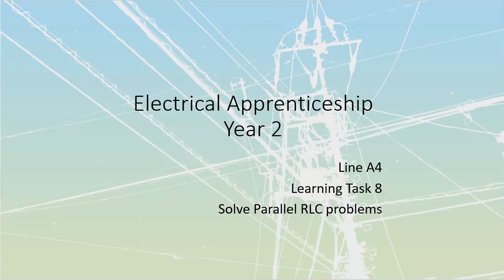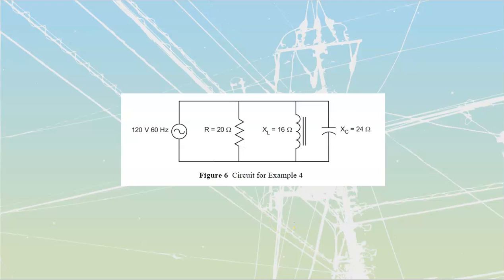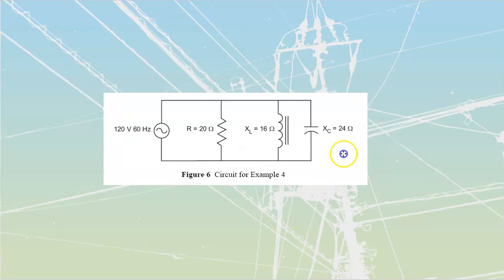All right, line A4, learning task 8. This is going to be video C, where we're going to go into the full RLC. We've done parallel RL, we've done parallel RC. Now we're going to go into that full RLC. They give us an example here inside of number 4.